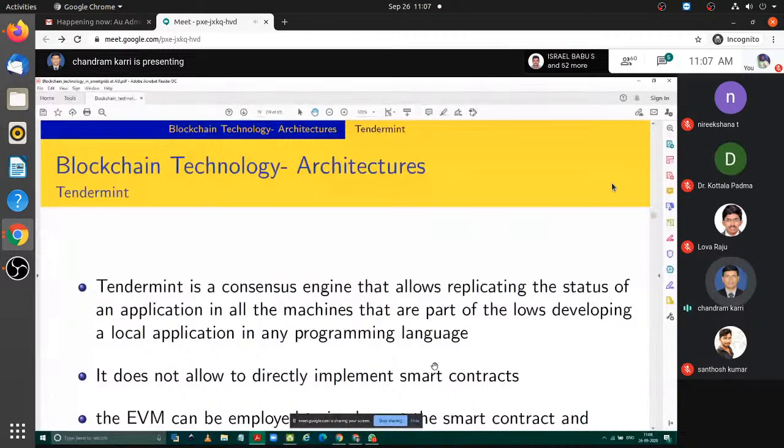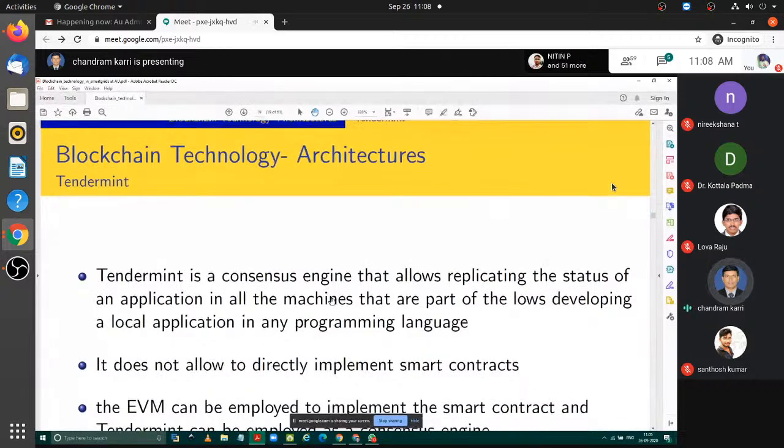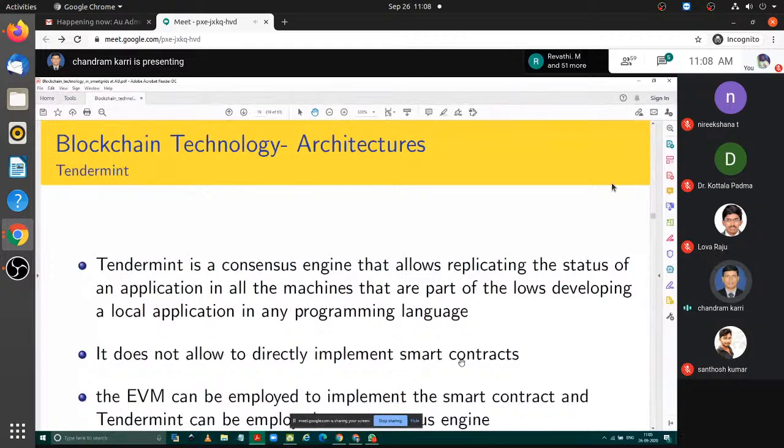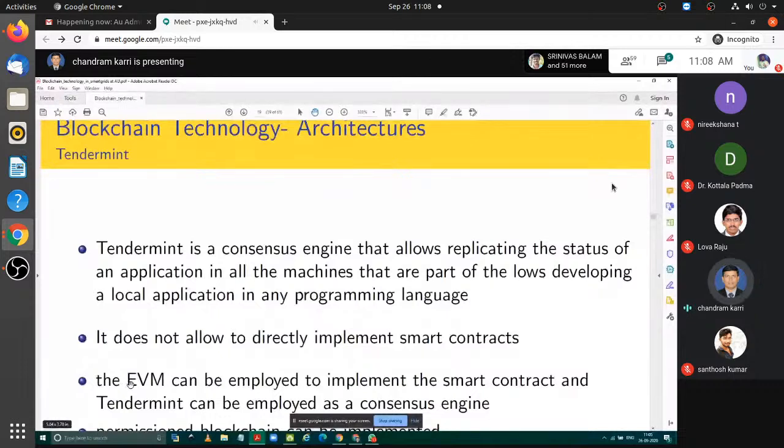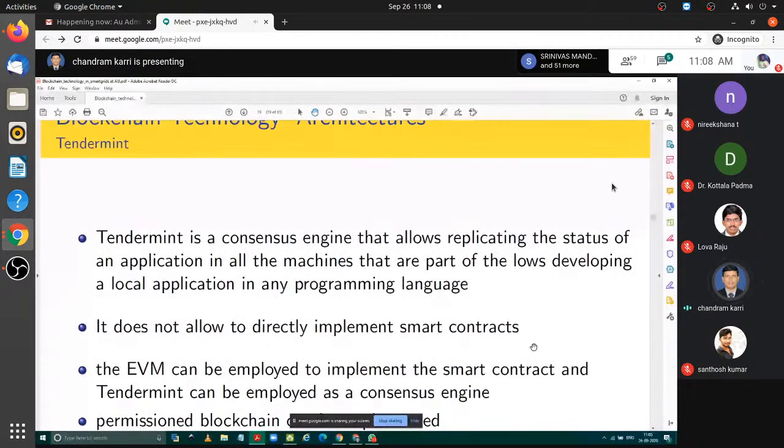In this architecture, the major difference is that it uses a consensus engine. That means there are smart contracts here. Whenever party A sends information, it also takes party B's information, and it finds several options. Out of those options, it picks the best option, and that best option's information is processed between A and B. Here, it never allows directly implementing smart contracts. Once the best one is picked, the same EVM is employed to do the remaining business. Tendermint is employed like a search engine.